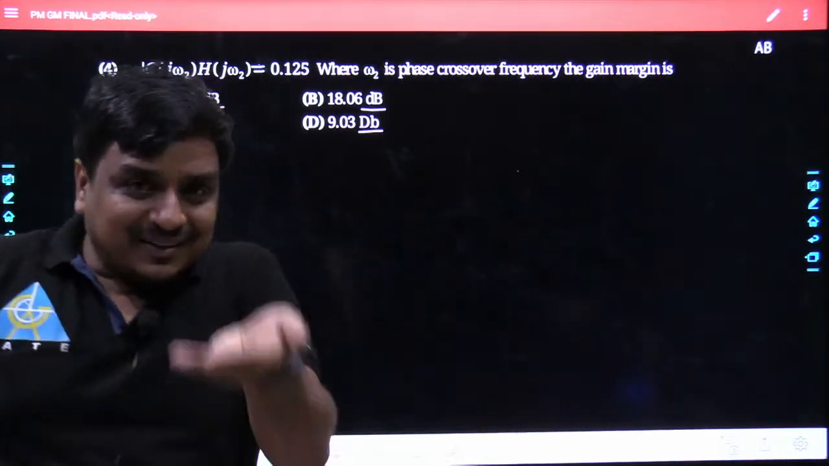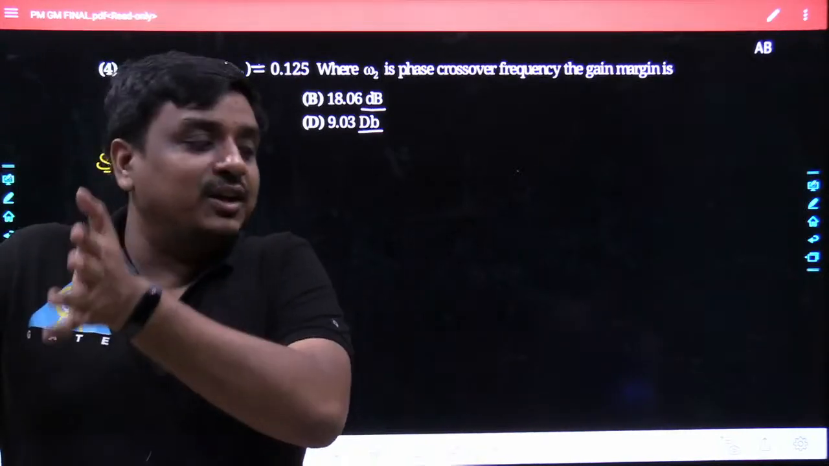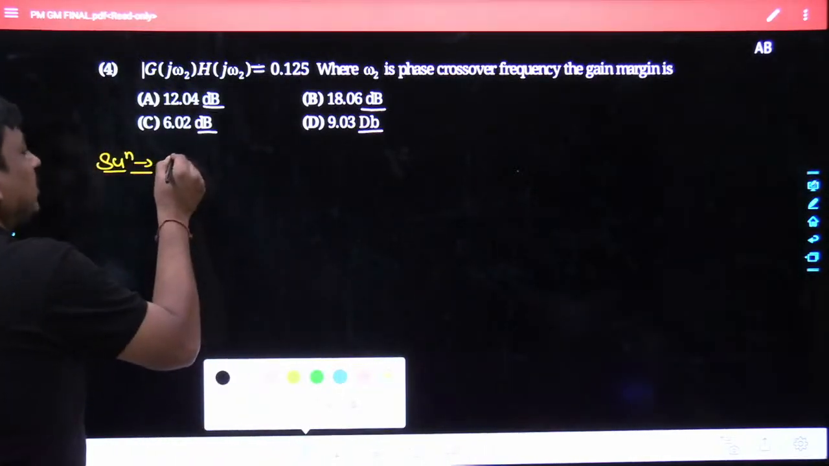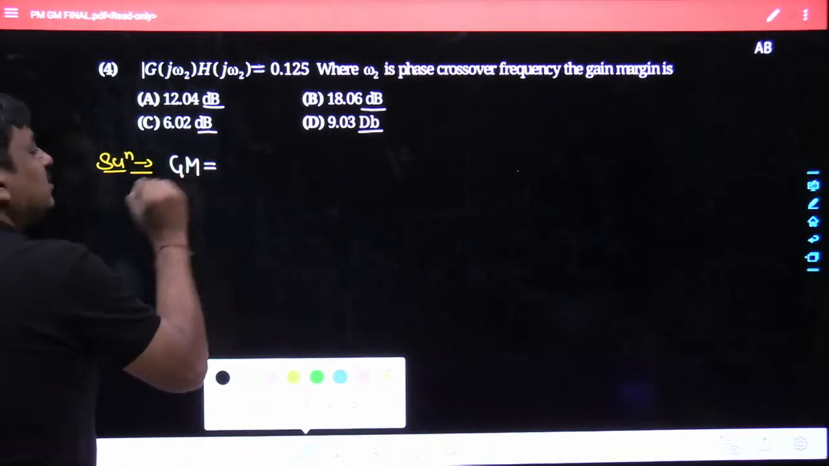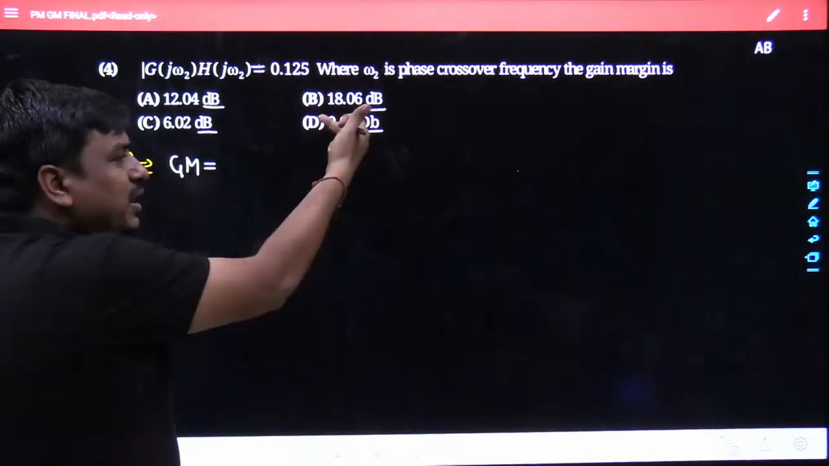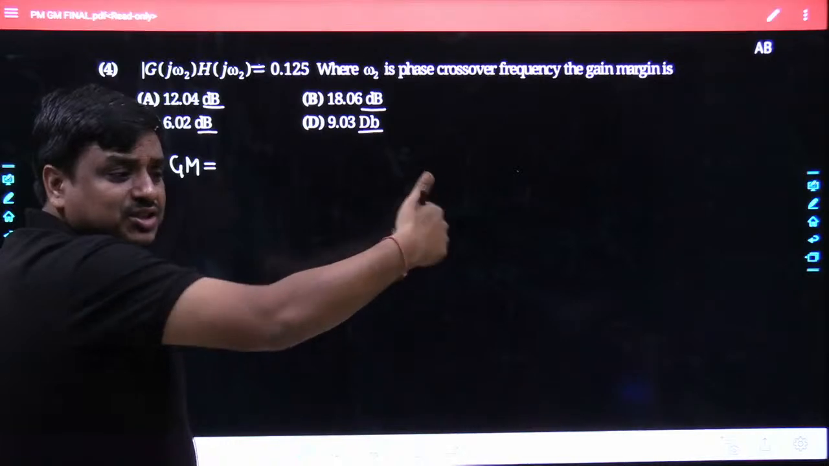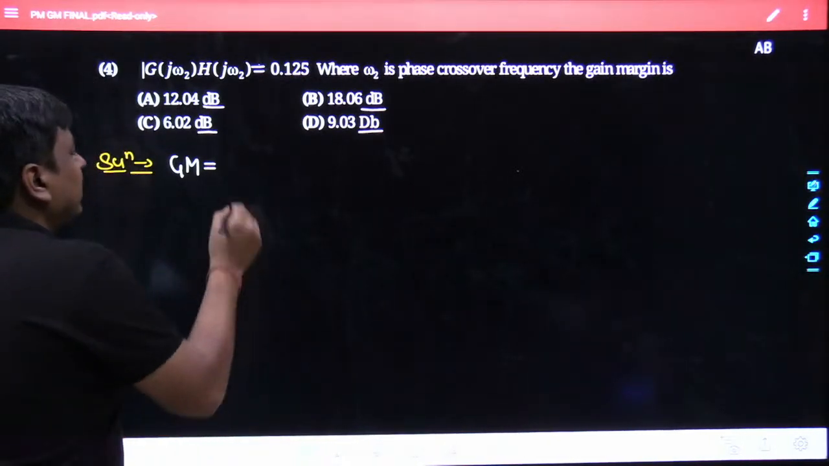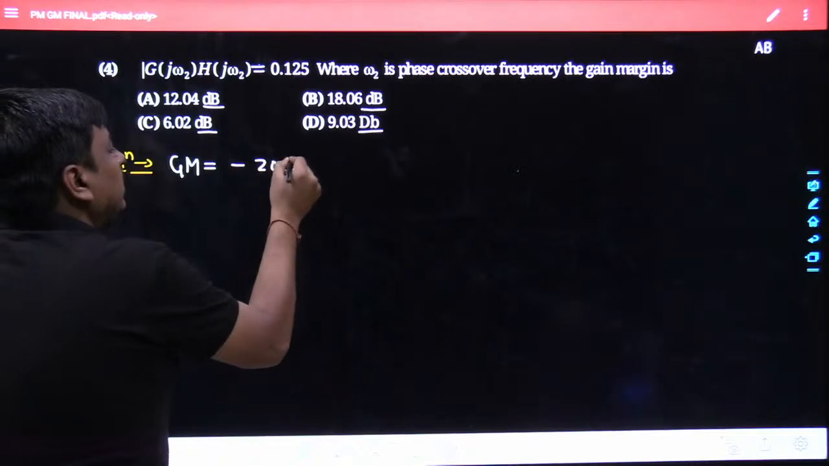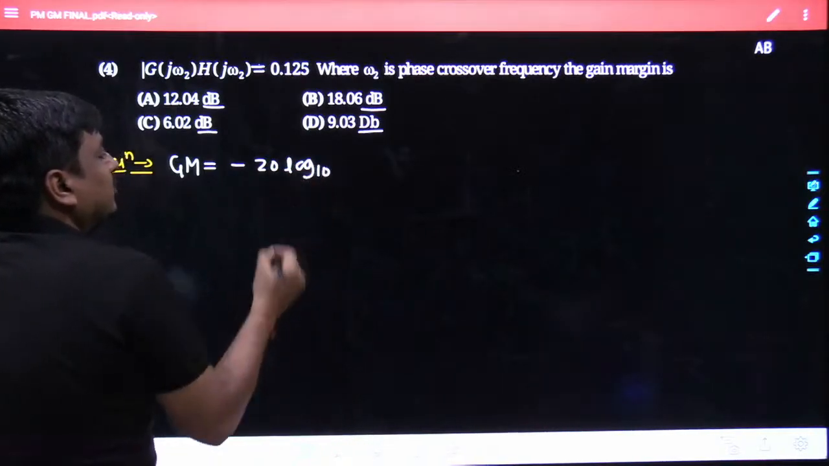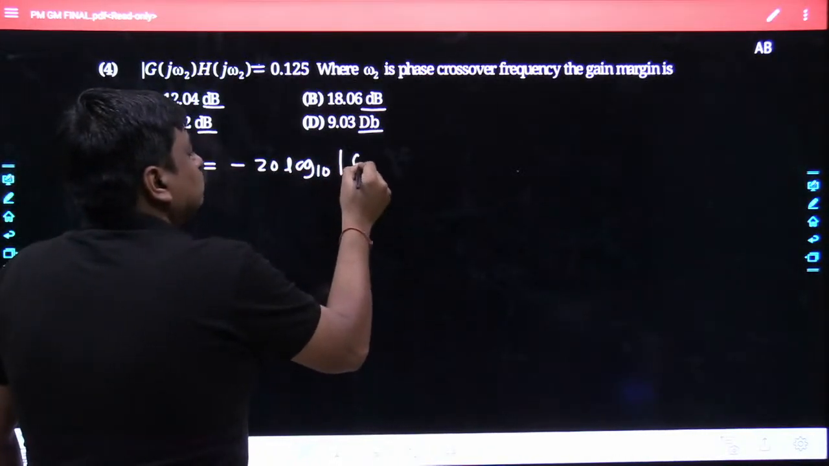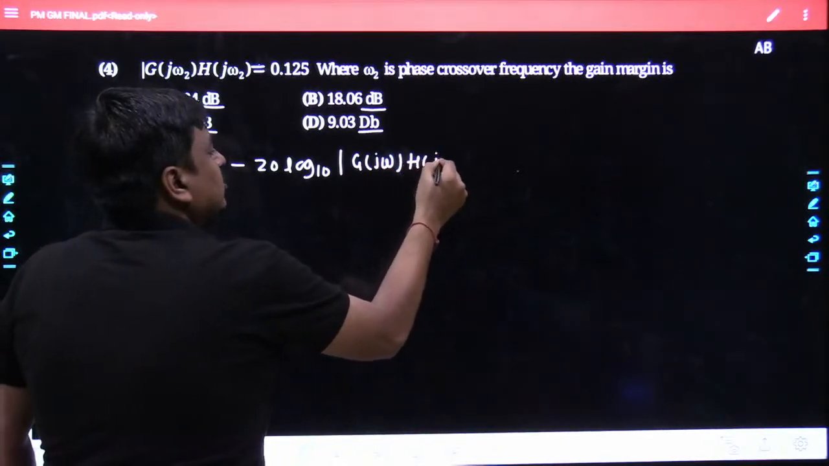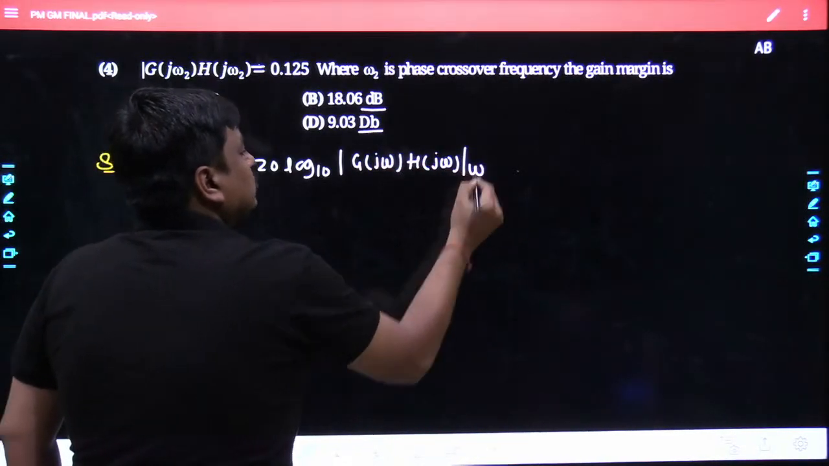I take its reciprocal and then apply 20 log of 10. So here the gain margin, which we have seen, is simply 20 log of 1 divided by the mod of G(jω)H(jω) at ω equal to ωpc, which becomes minus 20 log base 10 of mod of G(jω)H(jω), where ω is ωpc.